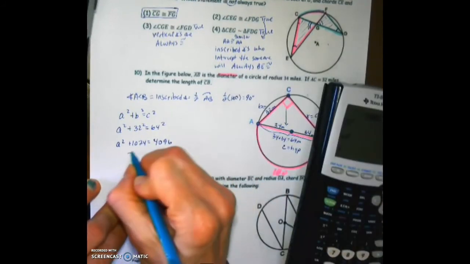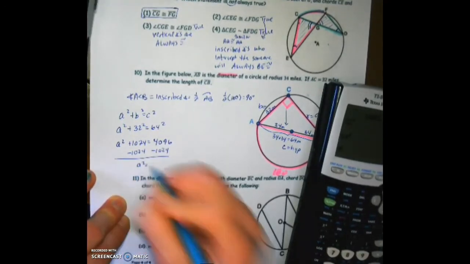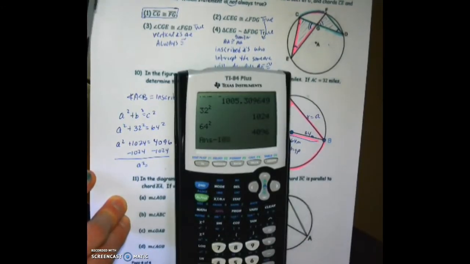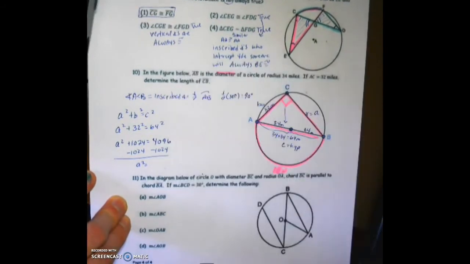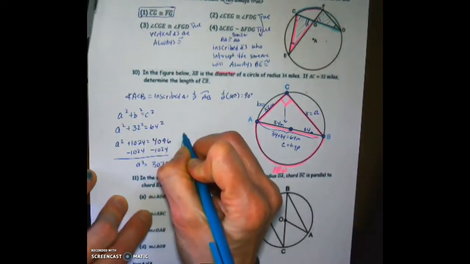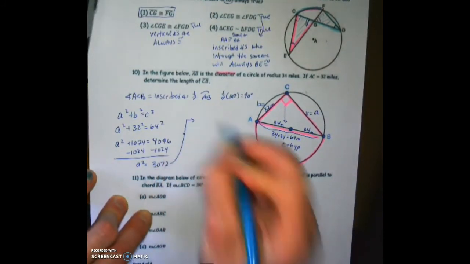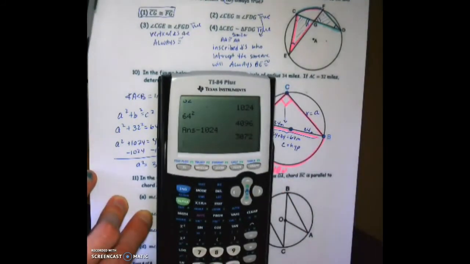So when we take 4,096 and we subtract 1,024, we end up with 3,072. So A squared is equal to 3,072.